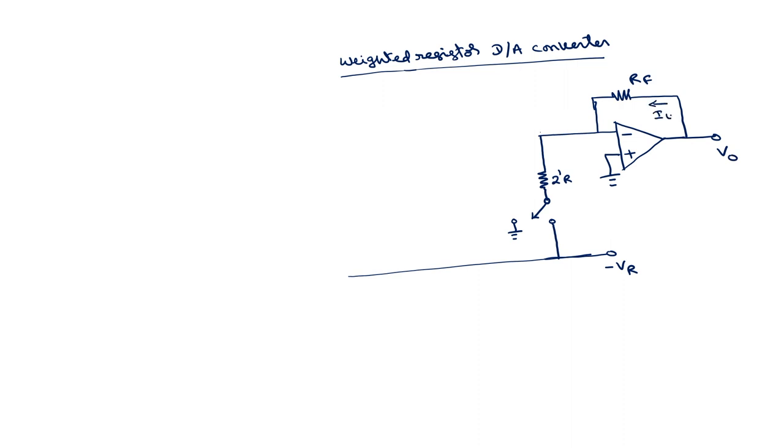See, if this current is I naught, here no current flows. If I assume that the op amp is ideal, the entire I naught will flow here. Let us call this current I1. This is the D1 bit, MSB.